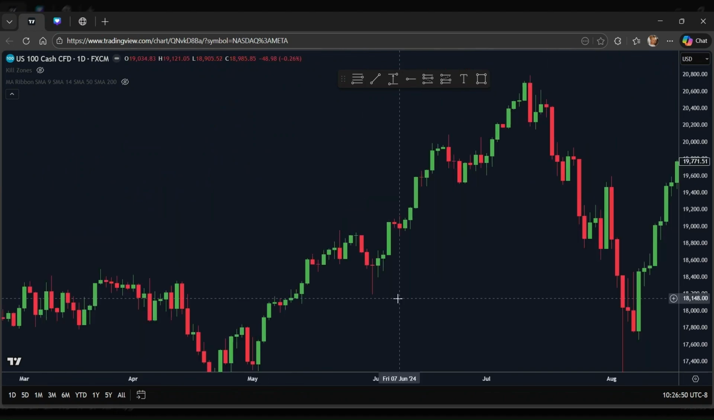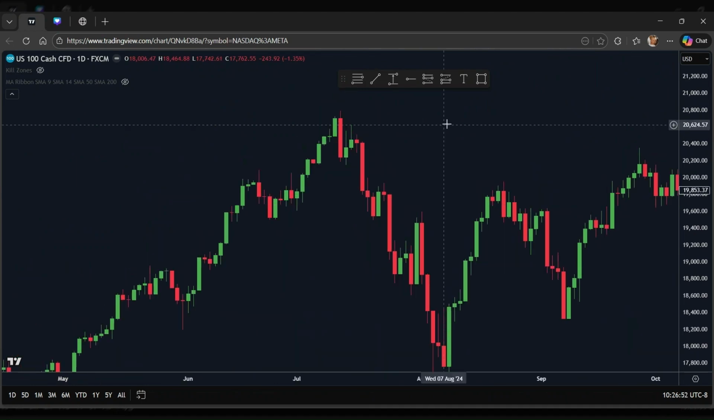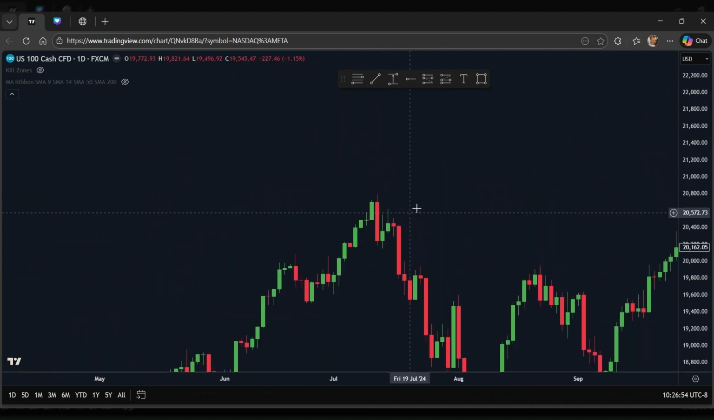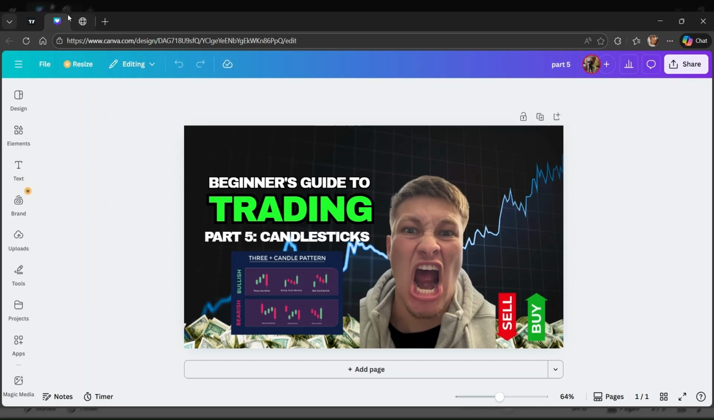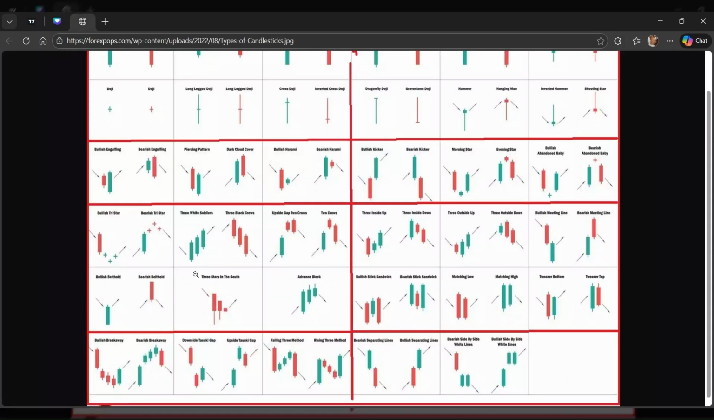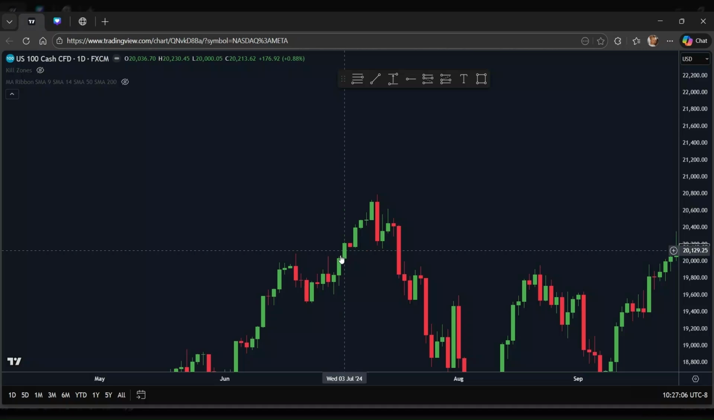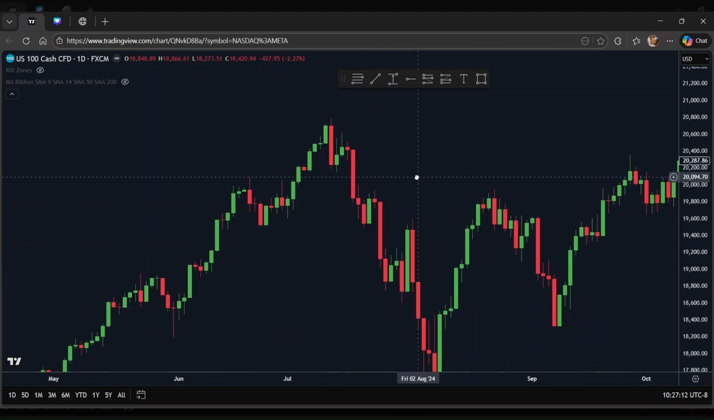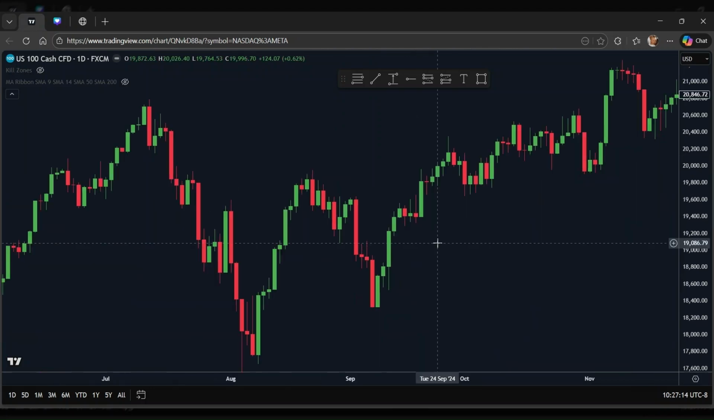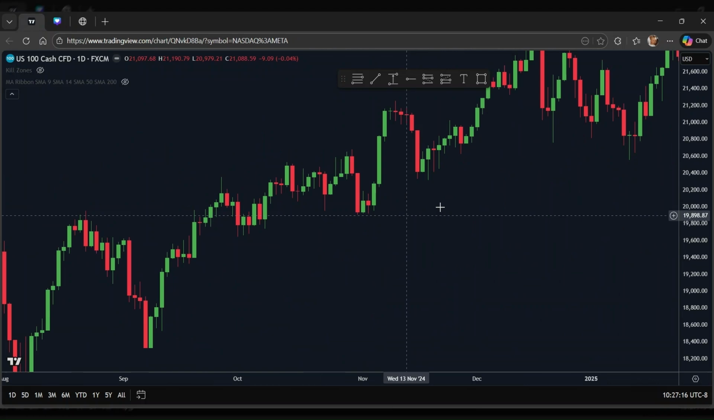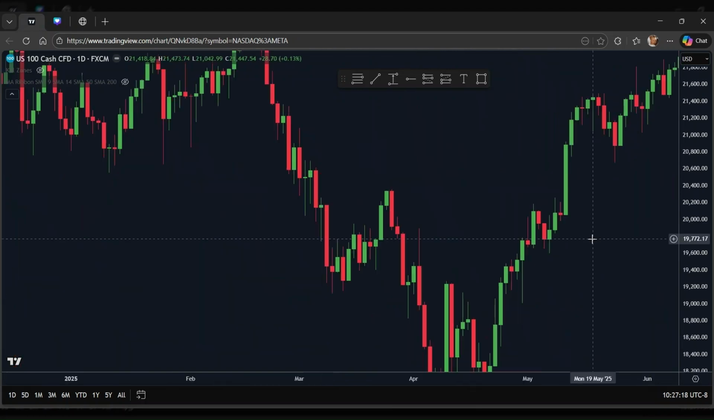Okay. Let's see. Here we got a bearish engulfing. That's the thumbnail. So bearish engulfing. Green candle is smaller than the red candle. Right here, it's going up. Green candle, big red candle, and then it just keeps going down. Like it happens all the time, everywhere. You just got to keep an eye out.